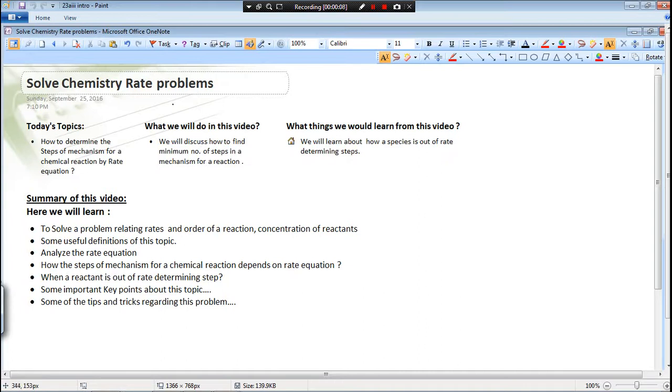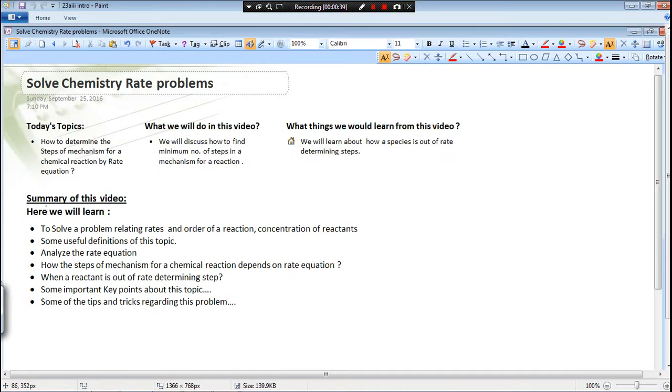So today we're gonna solve chemistry rate problems once again. Today's topic is how to determine the steps for a mechanism for a chemical reaction by rate equation. In this video tutorial, we will discuss how to find the minimum number of steps in a mechanism for a reaction. We will learn about how a species is out of the rate determining step.